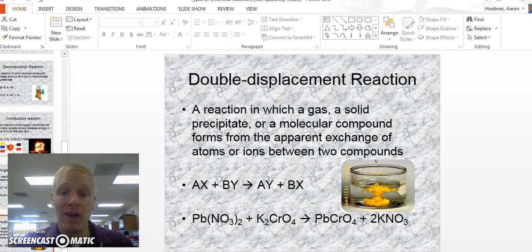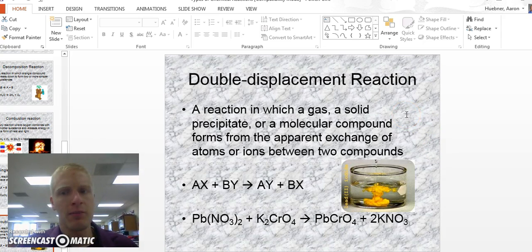you have 2 compounds, and you have a flip-flop. In this case, A and B are switching partners. A is going with Y and B is going with X. So we got AY, BX. It's kind of like 2 couples are going to prom and they swap dates and they leave with different dates than whom they came with. And that is double replacement reaction.